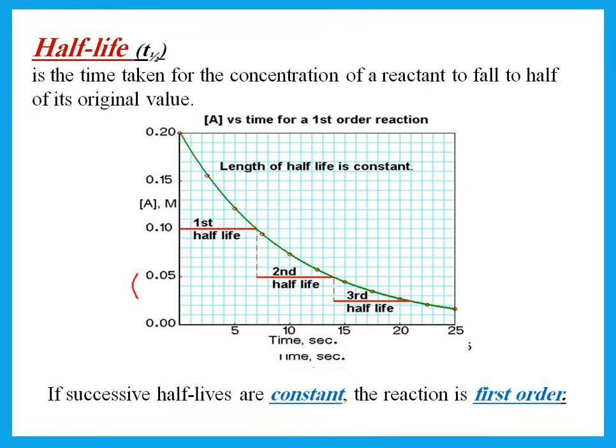Now, for this reaction, we find that the half-life is constant. And if we can determine that the half-life is constant, every time the concentration falls to half of it, it takes the same time, then this reaction is first order. So remember, if half-life is constant, reaction is first order.